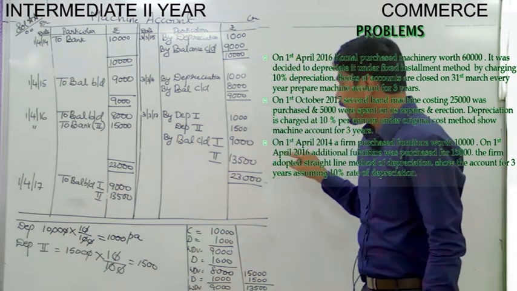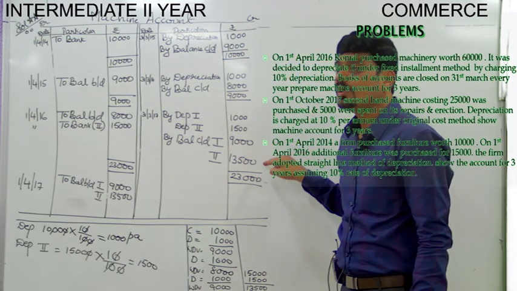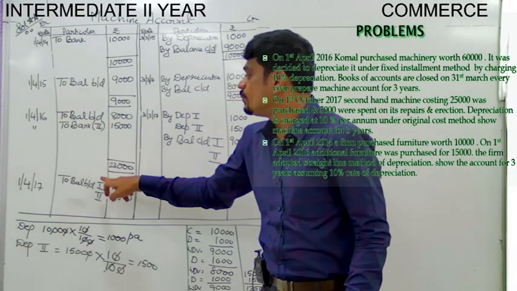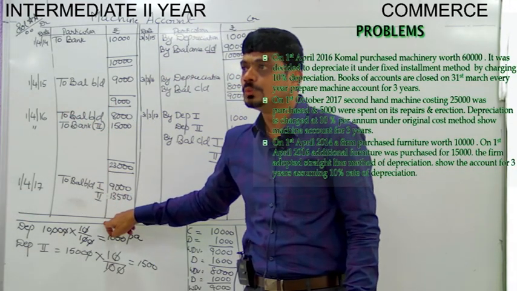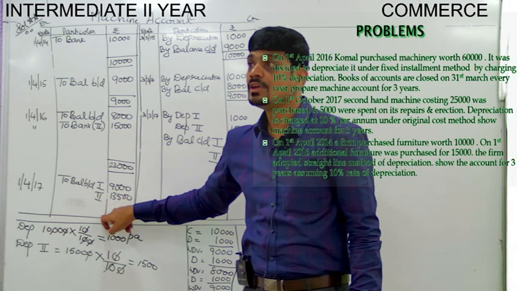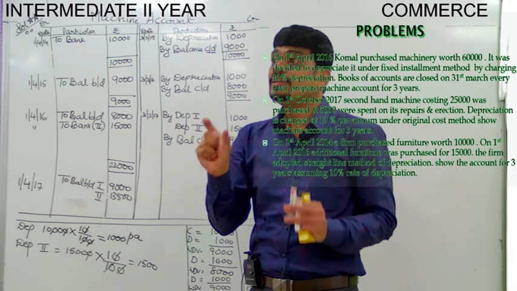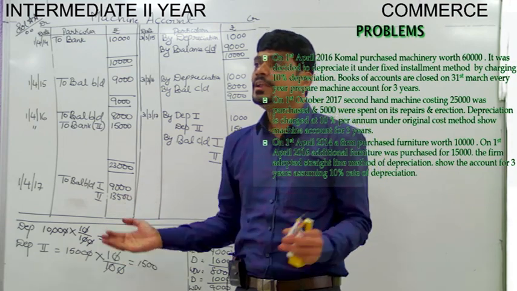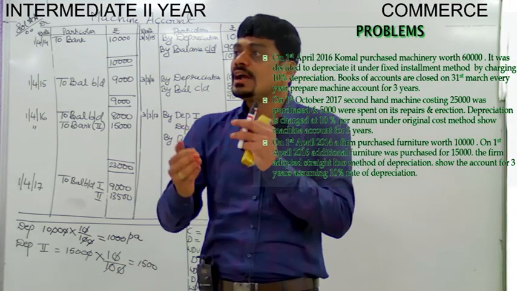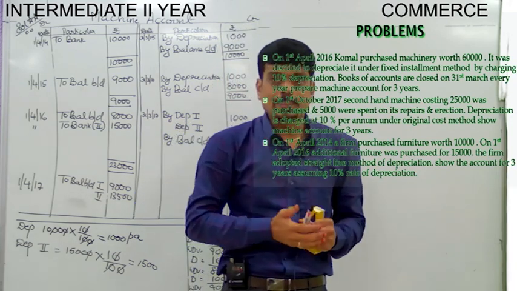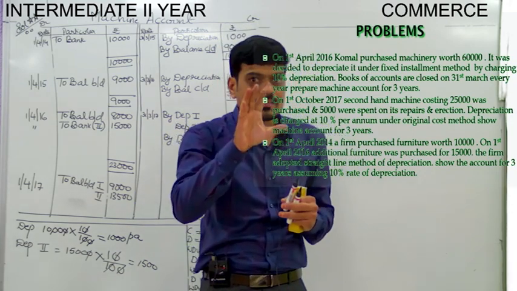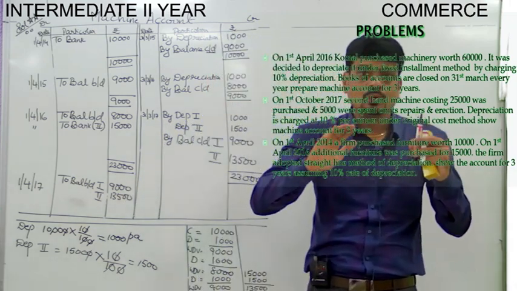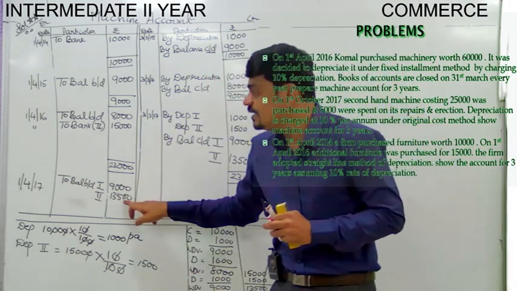Sir, why are you writing separately? In future, we may sell machine number 1 or machine number 2. At that time, we will be able to know the exact value if you write separately. If not, what will happen? If you merge all the values, the calculation will become complicated. Thereby, it is always good to maintain separate accounts or separate amounts for each individual asset.